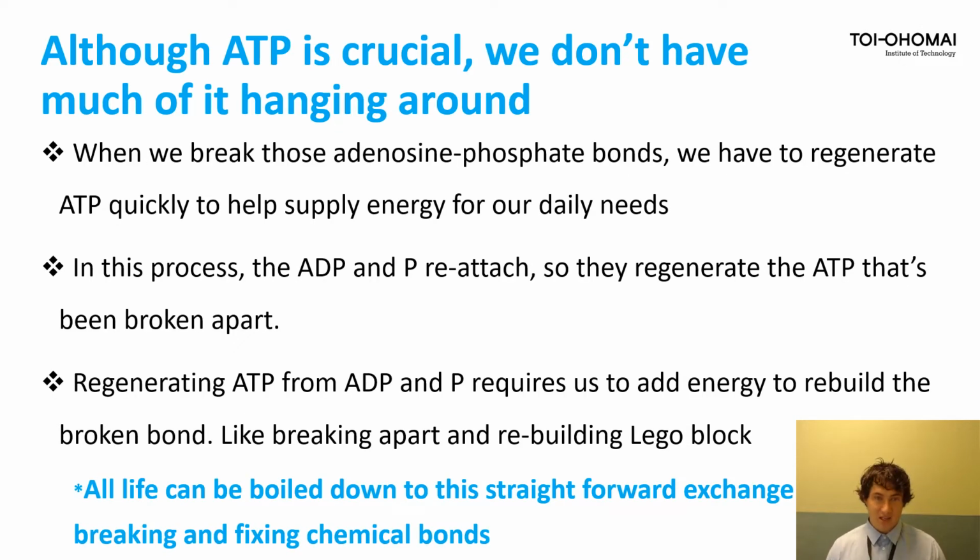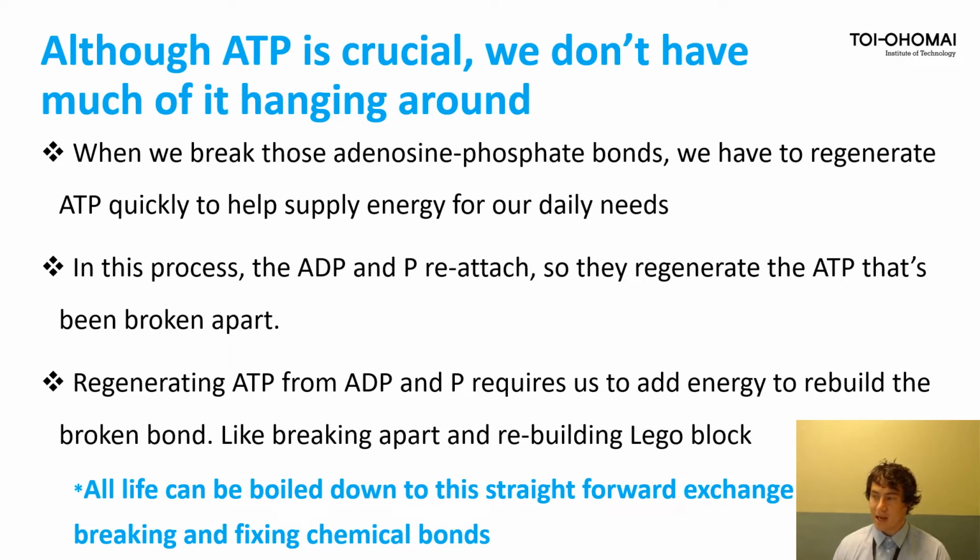When we break these adenosine phosphate bonds, we have to then regenerate ATP quickly to supply energy for our daily needs. So that's what we do. We've got this adenosine with the two phosphates, and we've got this free phosphate floating around after it's been split. What we need to do is rebuild that compound to then be able to re-break it. So it's this constant build up, breakdown, build up, breakdown. In this process, the ADP and P reattach, so they regenerate ATP that's been broken apart. The regeneration of ATP from ADP and P requires us to add energy. So we actually need to add energy because remember we can't make it, so we need to give it some energy to rebuild that broken bond.